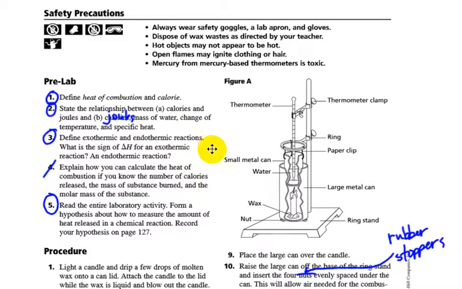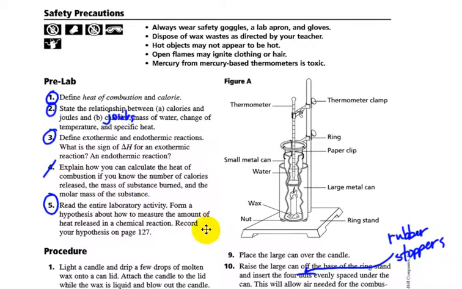Number 3, kind of relating to what we've talked about before, define exothermic and endothermic reactions. What is the sign of delta H for an exothermic reaction? What about for an endothermic reaction? You may have to look back a few pages if you don't remember that, because we did discuss that.